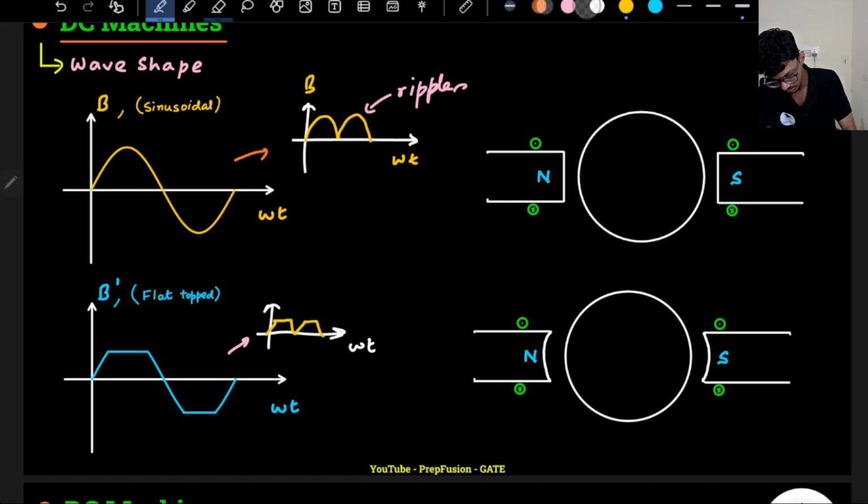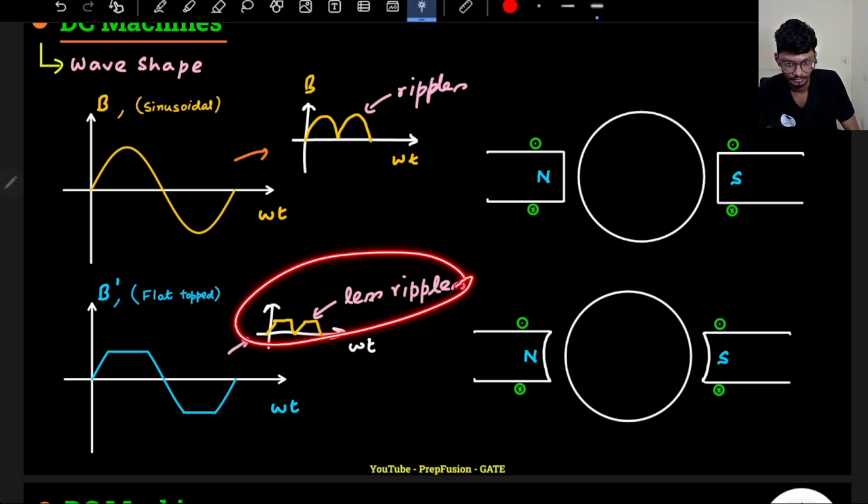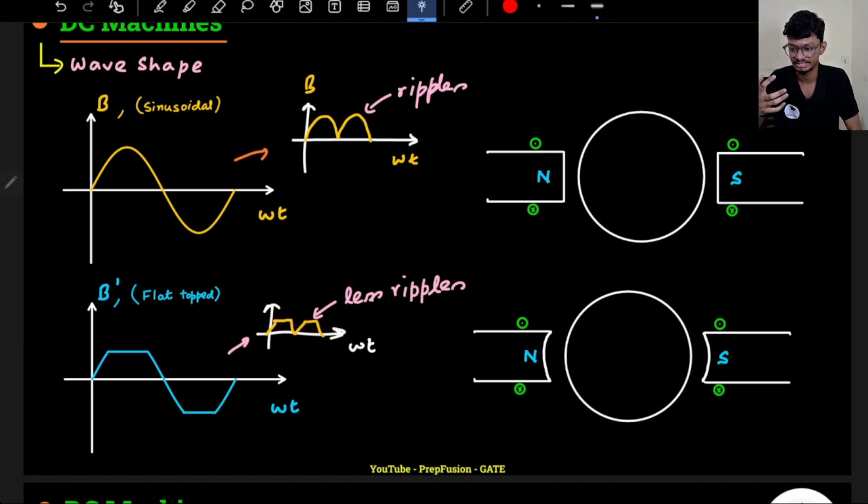So it has less ripples, right? So my waveform has less amount of ripples. So that is the advantage, right? I want less ripples. Why? Because I want pure DC. I want my output to be pure DC. So this will have less ripples, right?